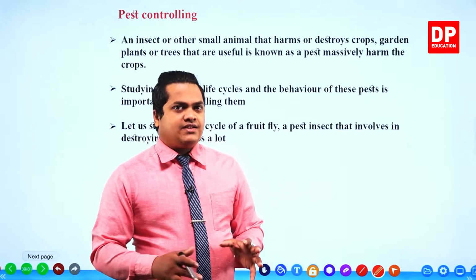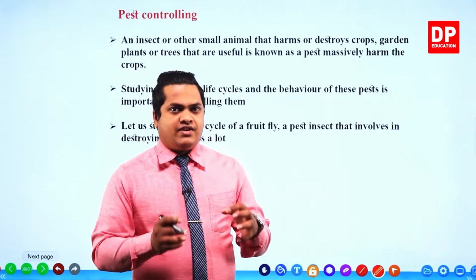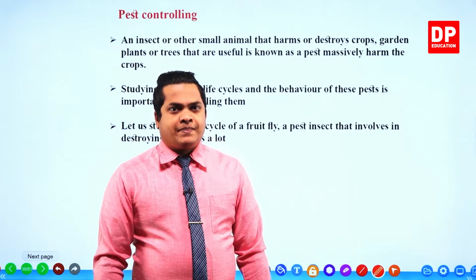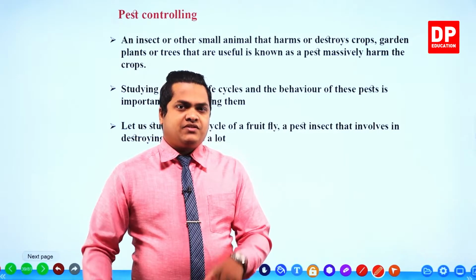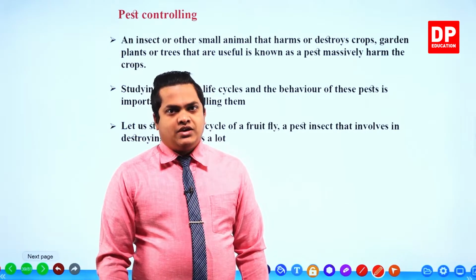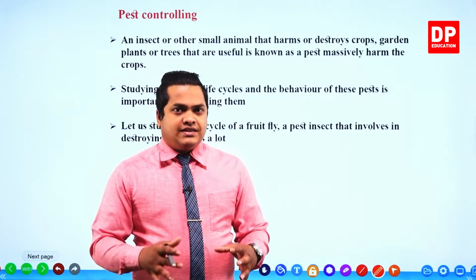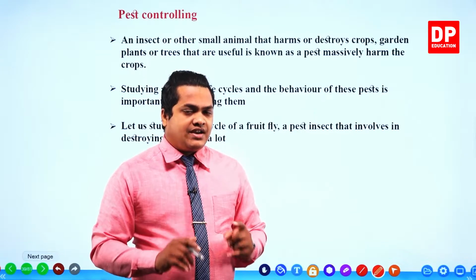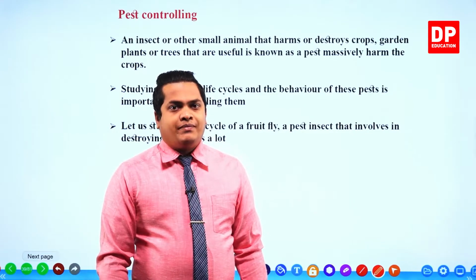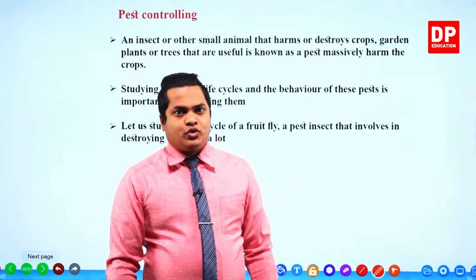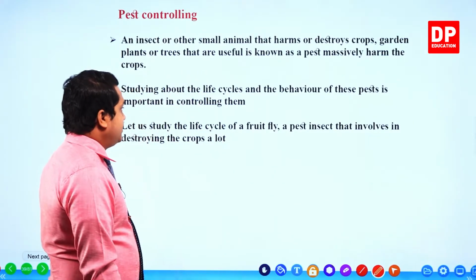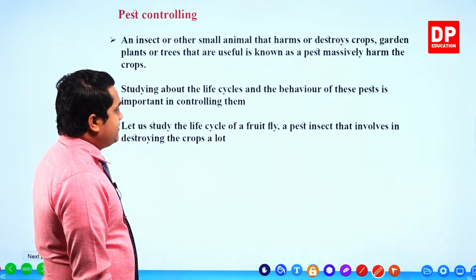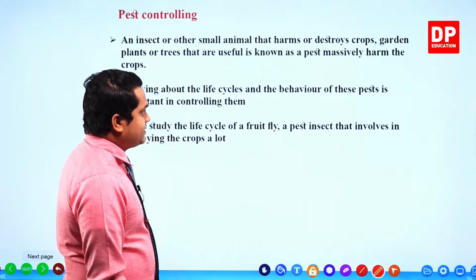So we can identify the sensitive stage of a pest, and we can eliminate the pest by eliminating that sensitive stage. If that stage is not there, then the pest will definitely not come. So the identification of these sensitive stages by studying their life cycles will definitely help to control pests in an agricultural land. Then the third point given here: let us study the life cycle of a fruit fly, a pest insect.